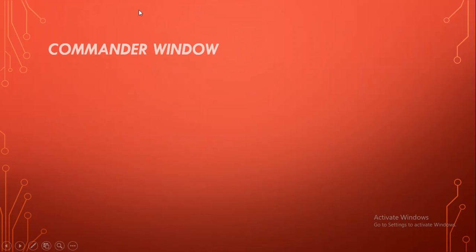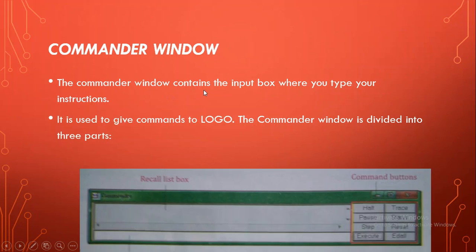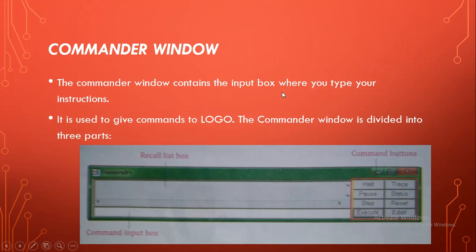Now next one, commander window. What is the meaning of commander window? The commander window contains the input box where you type your instruction. Here you can see this bar. This bar is called the command input box. You can simply type your command here for performing any work. It is used to give commands to Logo. The commander window is divided into three parts, and it is used for giving commands to your drawing area.